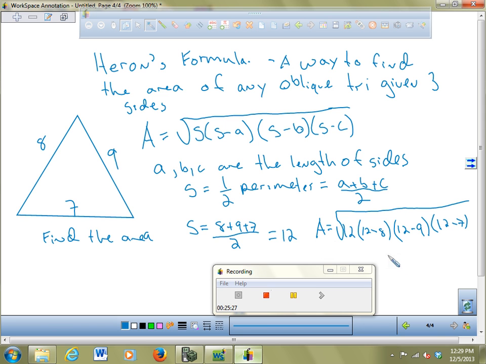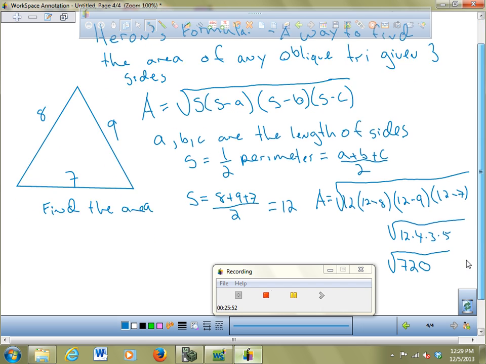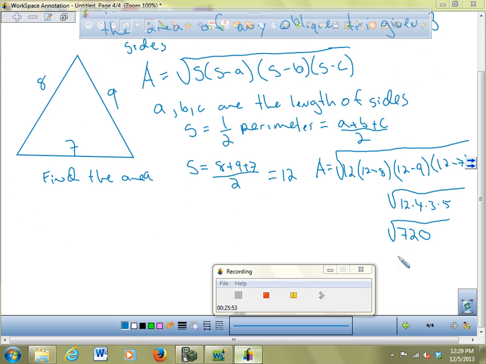Okay? Which in this case would be equal to the square root of 12 times 4 times 3 times 5, which is the square root of 720. Is that right? Square root of 720. Could you do that on your calculator for me? So the area of that triangle is about equal to 26.8.